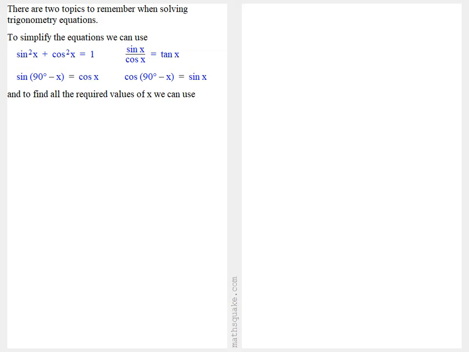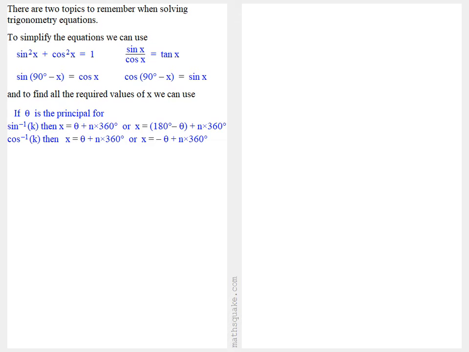And for finding the inverse trig functions, if theta is the principal value for inverse sine, then x is equal to theta plus n times 360 degrees, or x is equal to 180 minus theta plus n times 360 degrees. If theta is the principal value for the inverse cosine, then x is equal to theta plus n times 360, or x is equal to minus theta plus n times 360. And if theta is the principal value for the inverse tangent, then x is equal to theta plus n times 180 degrees, where n is any integer.